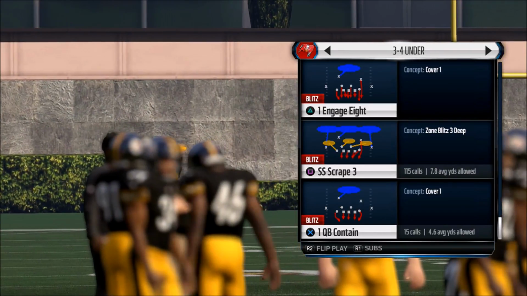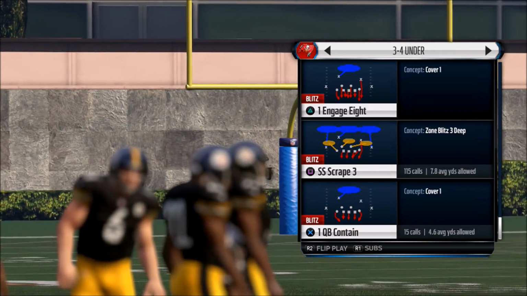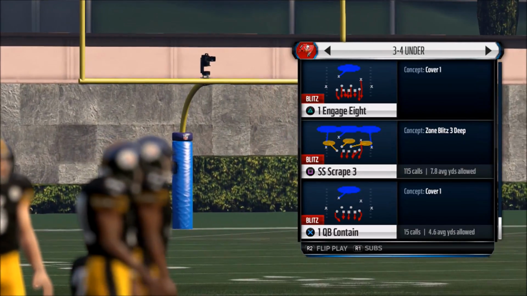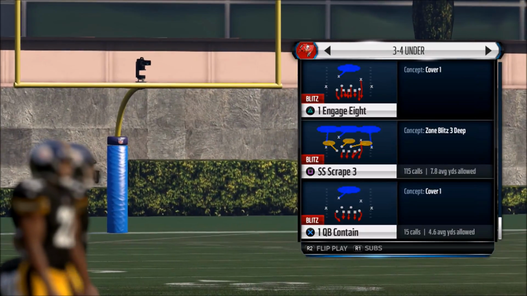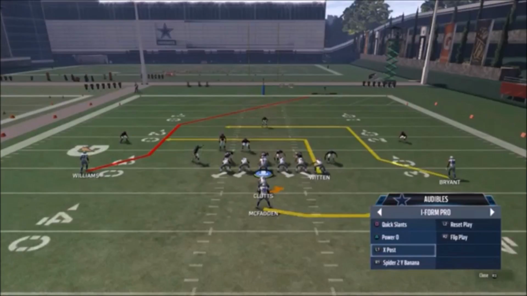So one of the things I want to talk to you about is the difference between power O's and running games, and what the responsibility is. So let's go ahead and take a look at the difference between a counter and a power O running game. Now, I want to talk about power O's and counter plays.